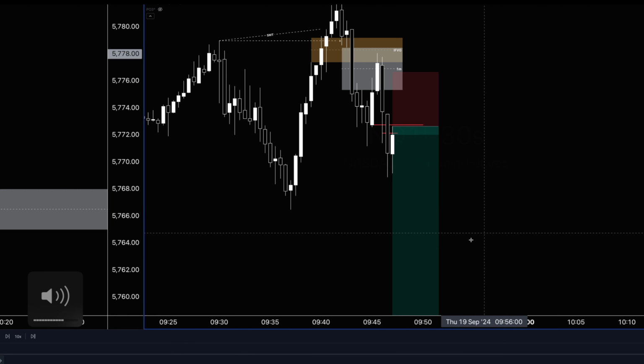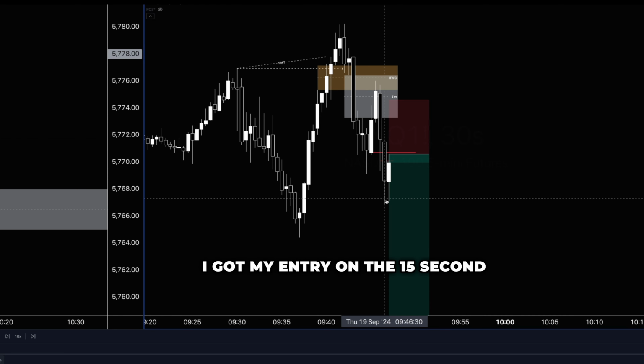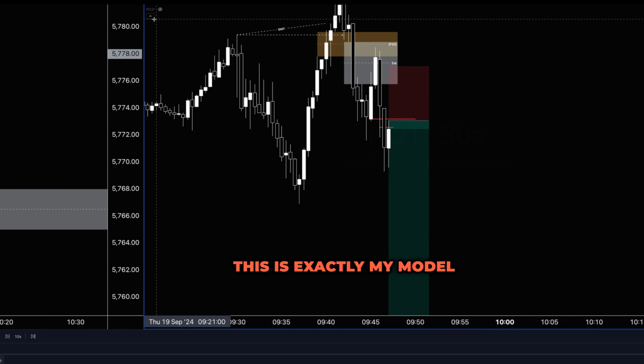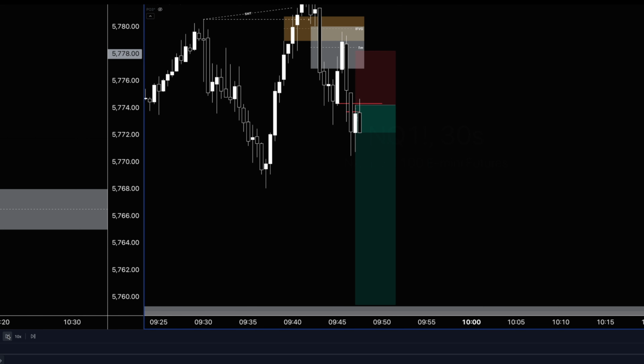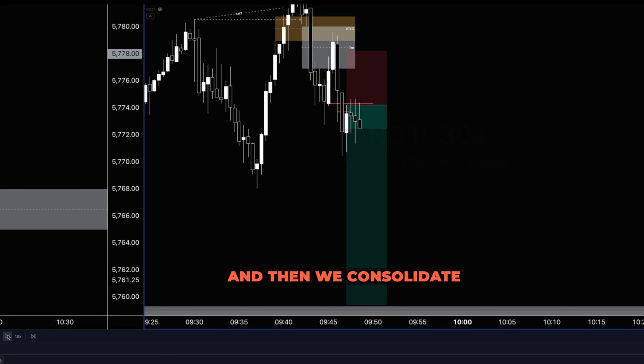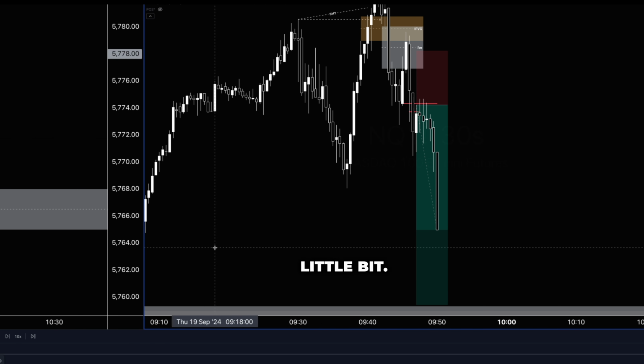So again, I got my entry on the 15-second order block. My model is there. This is exactly my model. SMT, RTH gap. We're expecting price to at least drop to 50% of it. So I get my entry there. And then we consolidate a little bit. Okay, there's your drop.